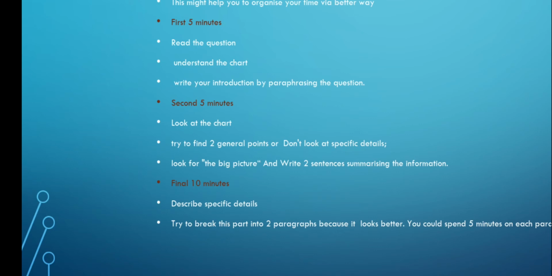To get the general idea about the chart, you just look at the chart and make two main features: where it has a lower value and where it has a higher value. Look for the big picture. Broadly, look for the big picture and write two sentences summarizing the information.